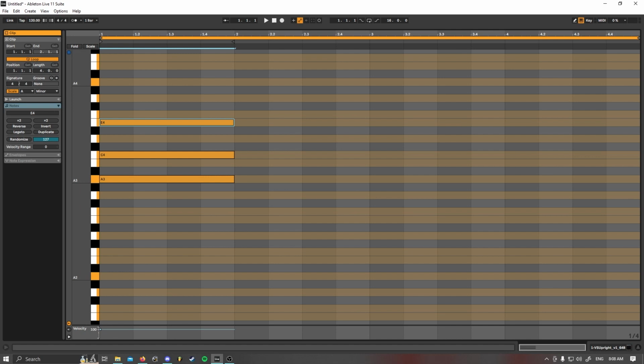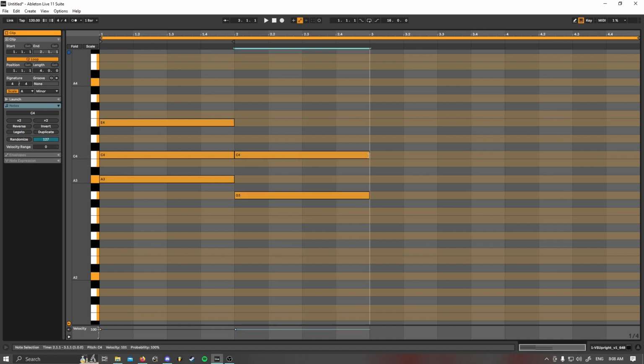Now, let's talk about inversions for a moment. So let's say we have a chord that looks like G, C, and E.